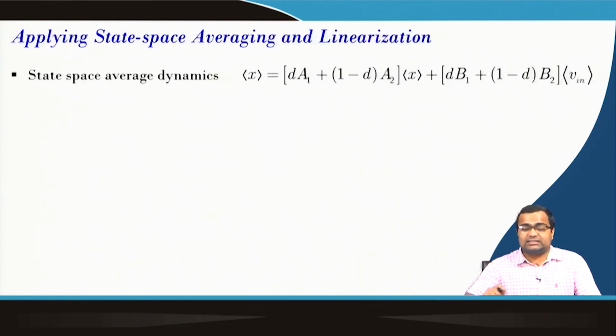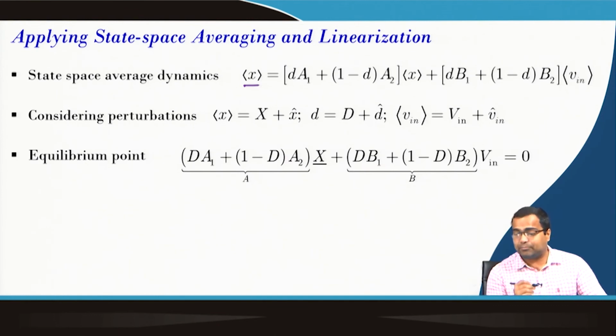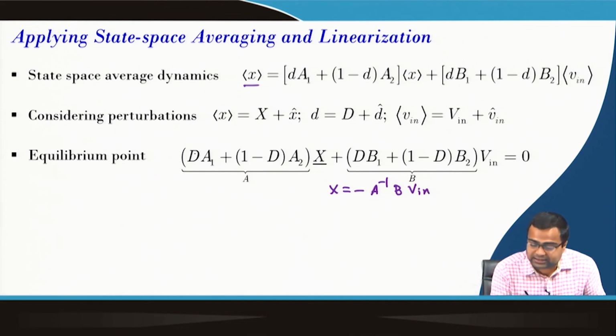So, if you take the state space average model, then again you can write down the average dynamics, you can consider the perturbation and equilibrium point, and as I told, here again you can find X equal to minus A inverse B V in, including this average model. If you consider the steady state, this A matrix is invertible.